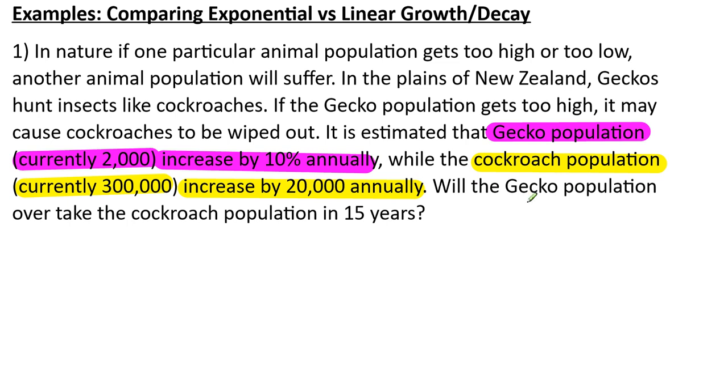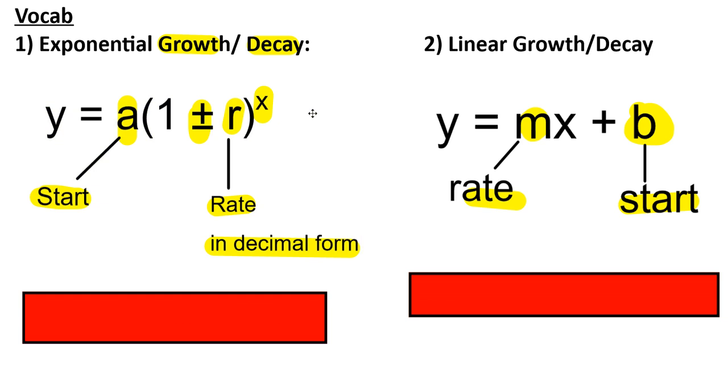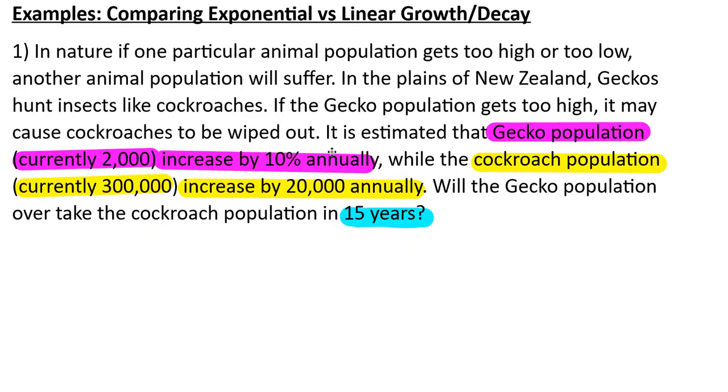They want to know, will the gecko population overtake the cockroach population in 15 years? So this one actually requires you to write 2 formulas, which is why we discussed earlier today our linear and exponential growth and decay models. So we're going to use these 2 models depending on what the information is. Is it exponential information or is it linear information? How do we know that? Again, it is by whether there's a percentage or not. So the gecko population, which I'll do in blue, was increased by 10%. That 10% means it is exponential.